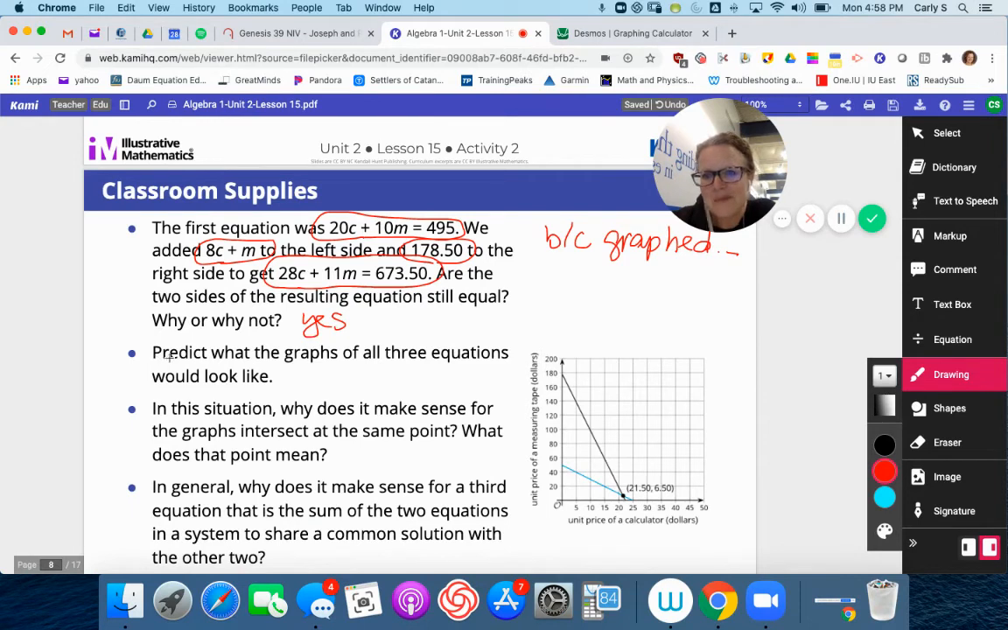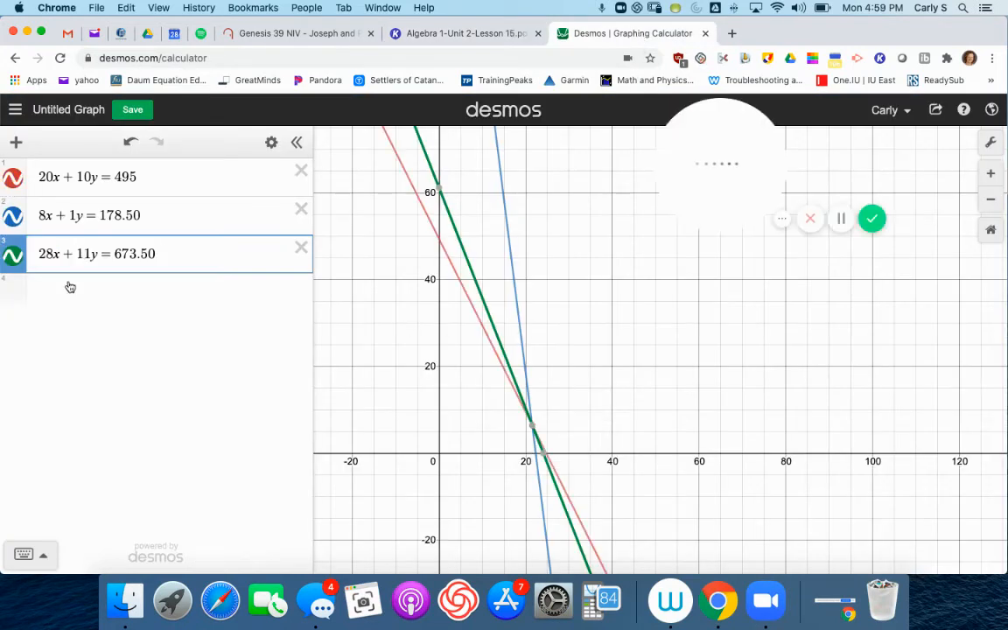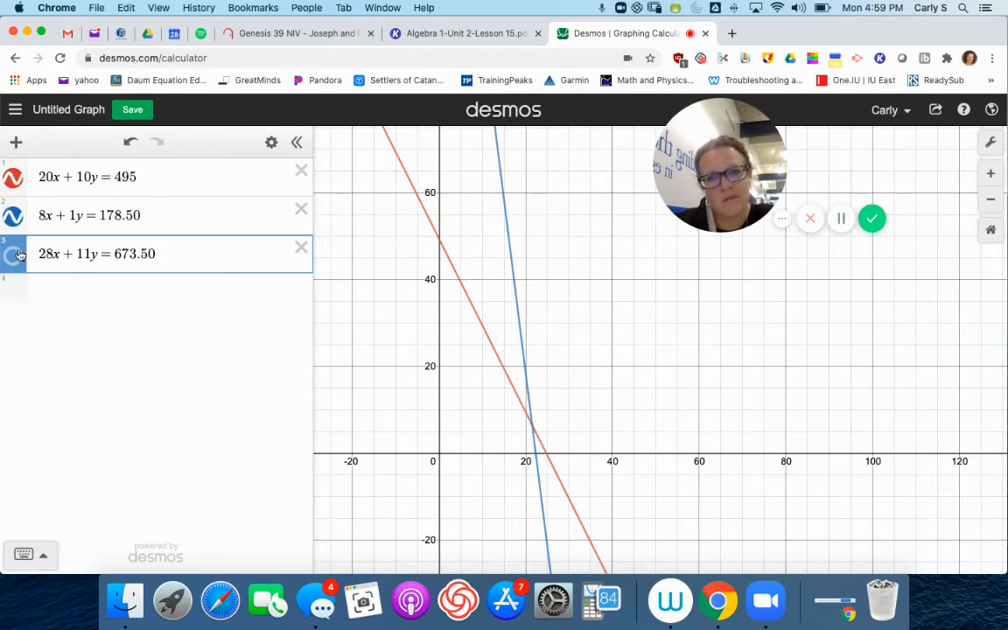I already did this. Predict what the graphs of all three equations would look like. Okay, that third graph, if we looked at it, right there, it's actually pretty cool. The green graph, which is the one we added together, is right in between the red and the blue. That's not a mistake. It's pretty cool. They all have the same intersection, so they're all equal. The solutions to all three systems are the same as the solutions to those two, or those two, or those two. Okay, they're all equal.